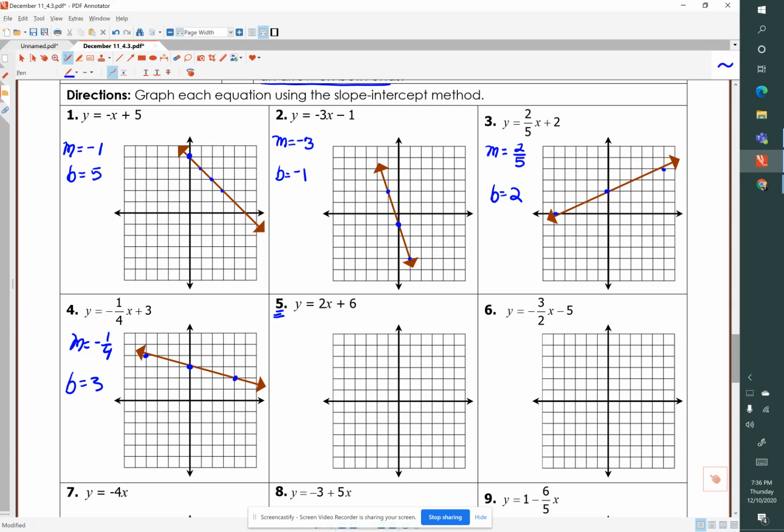Okay, let's look at number 5. We have a slope of 2 and a y-intercept of 6. So first we plot the y-intercept, and a slope of 2 is the same as 2 over 1, but we can also get a positive slope of 2 with negative 2 divided by negative 1, which is what we'll do here. So we will go down 2 and to the left 1, down 2 to the left 1, down 2 to the left 1, and we'll connect those with a smooth line with arrows at each end.